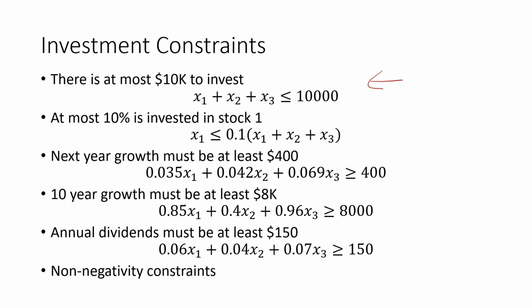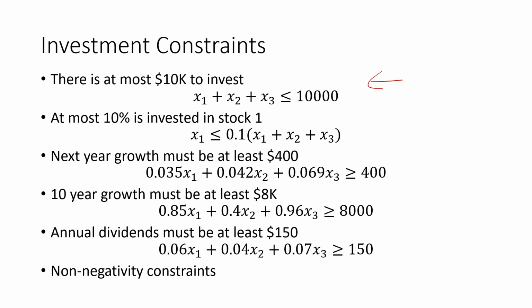The second one, at most 10% of the amount you invest has to be in stock 1. So the amount you invest in stock 1 is X1. The total amount you invest is X1 plus X2 plus X3. X1 is no more than 10% of that. So that is the amount written out.